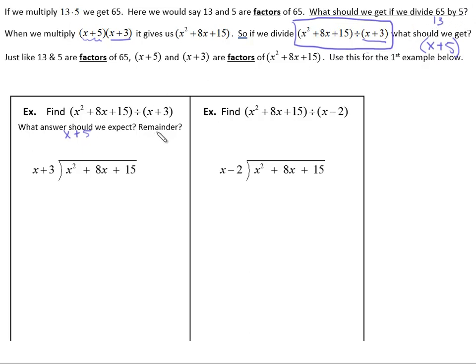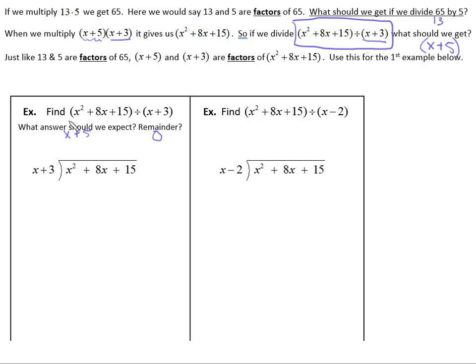No, we should get a remainder of 0. It should go in perfectly. And since we know x plus 3 is a factor, when we divide it, we should get our other factor, and we should get a nice remainder of 0. Okay, so the process here is just like with regular division. It's just like this previous part.